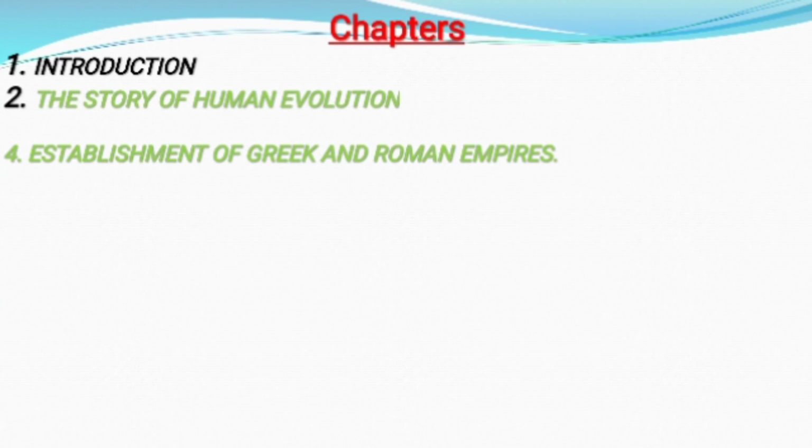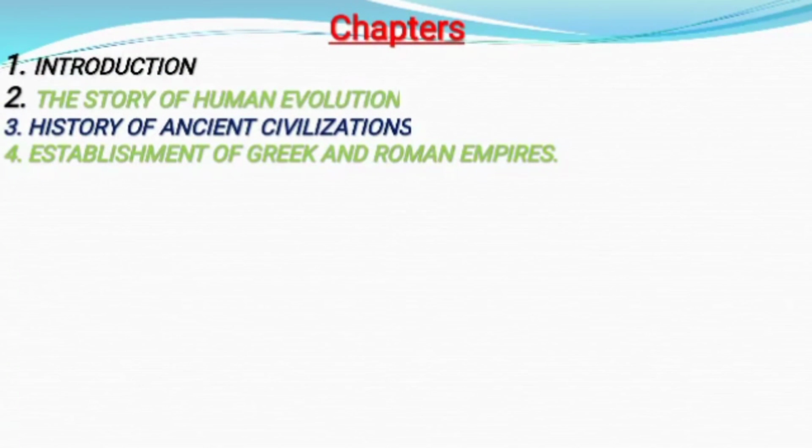Then chapter number 3 deals with the meaning of civilization, factors responsible for the growth of civilizations, and also 3 important civilizations of the world. They are Egyptian civilization, Mesopotamian civilization and Chinese civilization. Then chapter number 4 relates to the establishment of the Greek and Roman Empire.